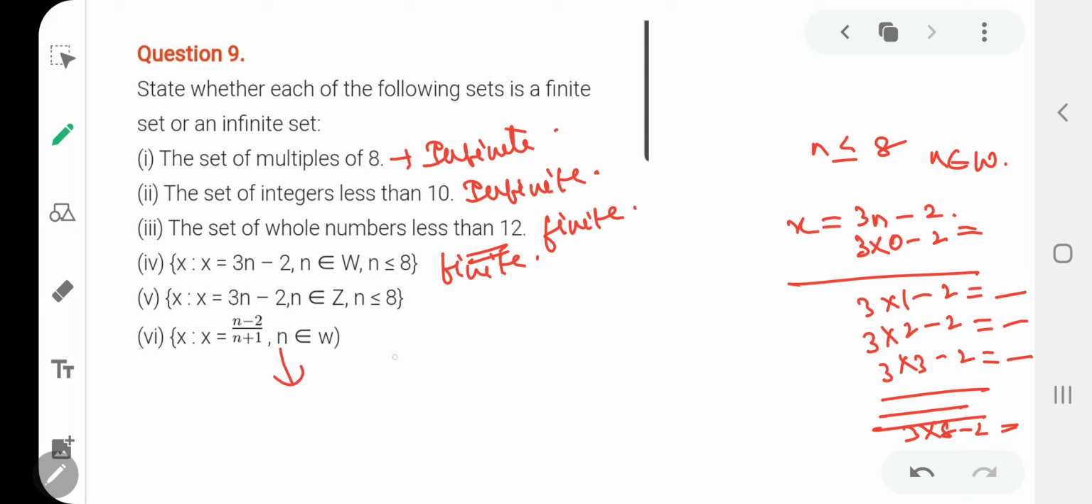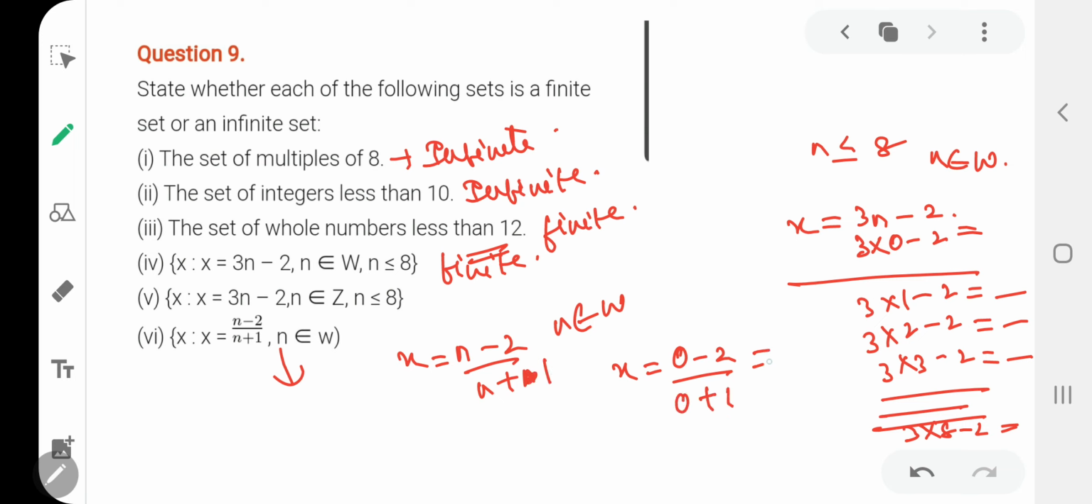Next we have x such that x is equal to n minus 2 upon n plus 1. N belongs to whole numbers. It belongs to whole numbers, that means it starts from 0. So first I will put 0 as n. So I am getting minus 2 upon 1. So the value is minus 2. Then I'll put n as, see whole numbers can be unlimited. Unlimited whole numbers, how far will you go with whole numbers? So this is your infinite set.